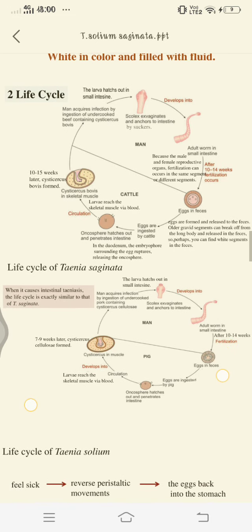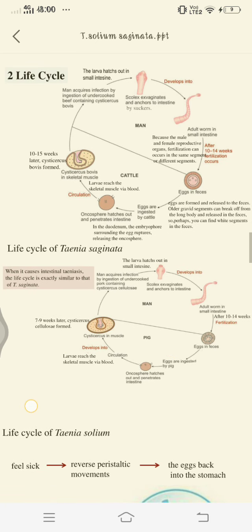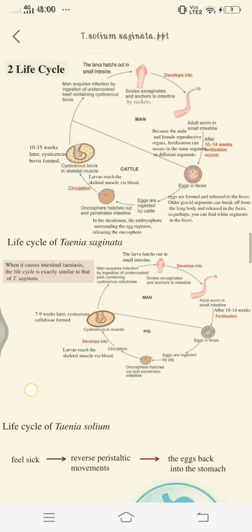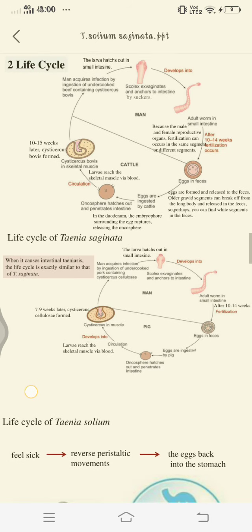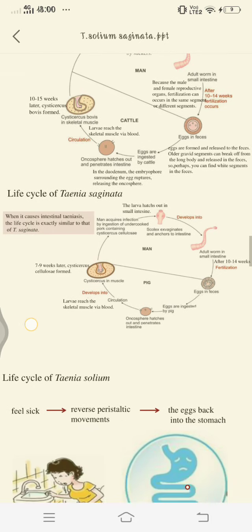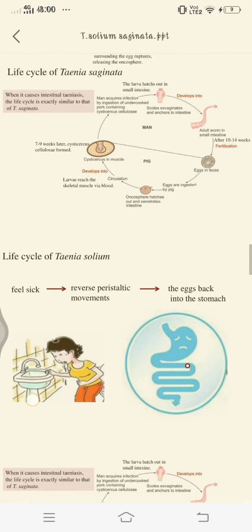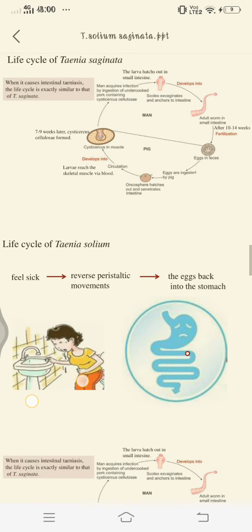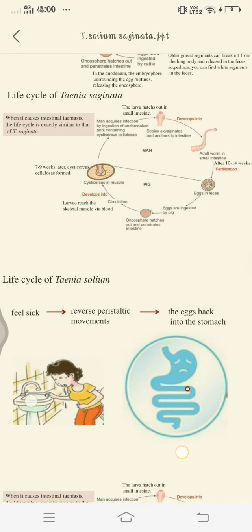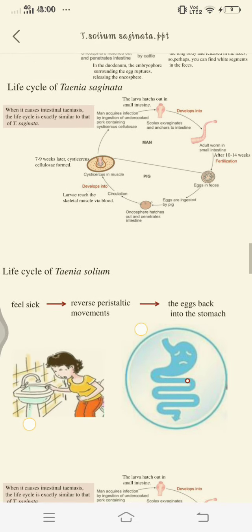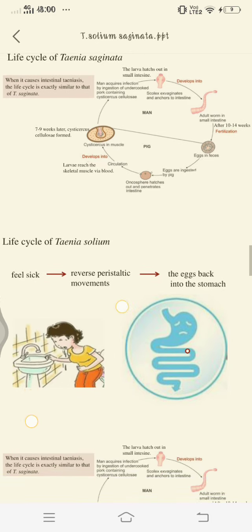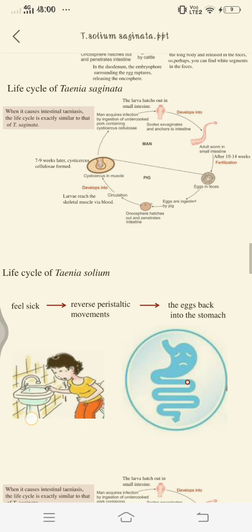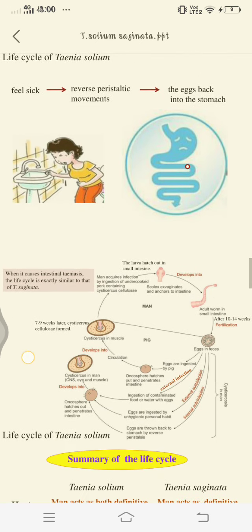These eggs may directly enter the pig and cause infection, or the eggs are ingested by the pig and the oncosphere hatches. Again the same process: the larva reaches the skeletal muscle via blood, and in the muscle the cycle continues. What you see in Solium is that, if we feel sick, reverse peristalsis sometimes makes the eggs re-enter our intestine instead of going out in the feces, and the eggs are back in the stomach. This is known as auto-infection, because the infection is only because of ourselves, not any external agent. Here you can see the auto-infection.